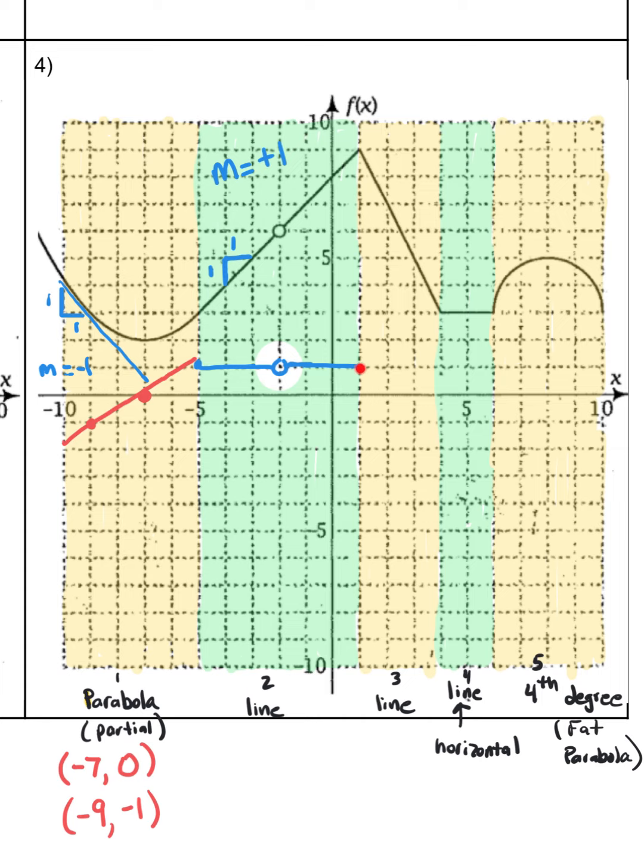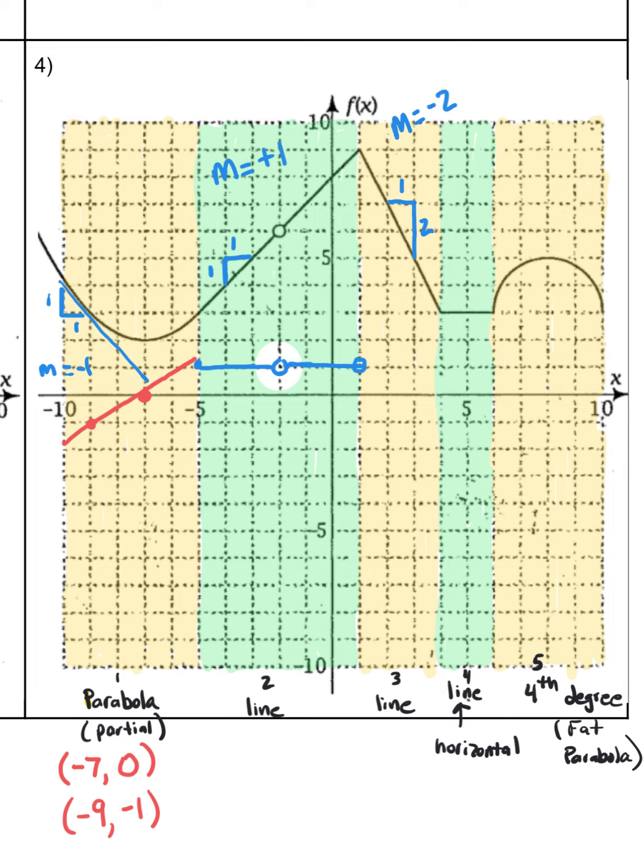So I have to end this piece right here with a hole. There has to be a hole right here. Okay, now let's find the slope of this line. It is negative. Let's put in a slope triangle. It looks like I have a horizontal change of 1 and a vertical change of 2. So that slope is -2.